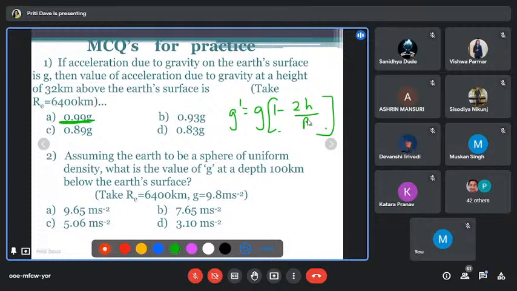Now this is of the depth. So you have G dash is equal to G into 1 minus H by R, or D by R. If you want depth, write D. G is given to you, R is given to you, depth is 100 kilometers. You substitute the value, and your new gravity answer is this.